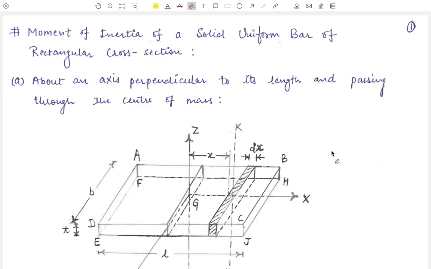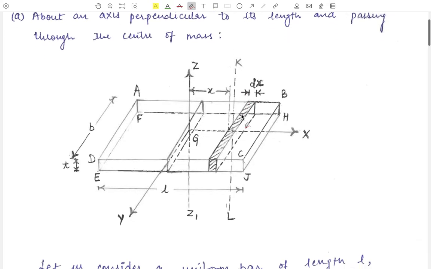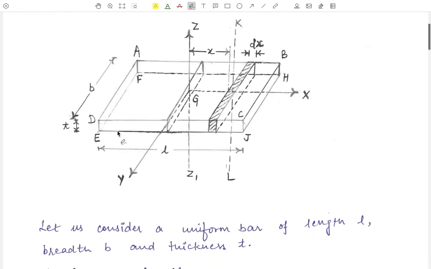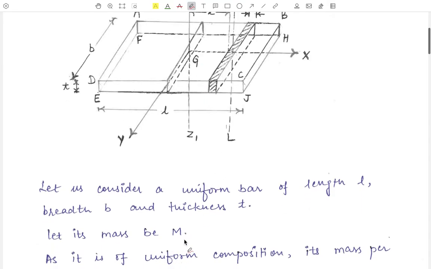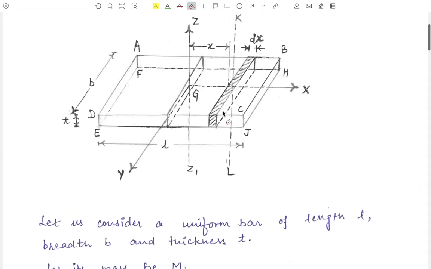Today we will study the moment of inertia of a solid uniform bar of rectangular cross section. So let us suppose a uniform bar of length L, breadth B and thickness T with G as its center of mass, and capital M be its mass. Now we have to find out the moment of inertia of this rectangular solid bar.